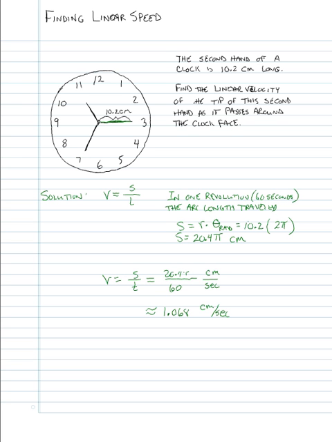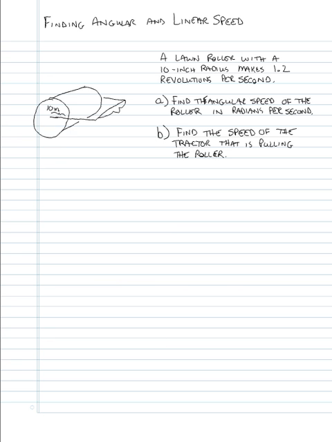Okay, so we have a tractor-driven lawn roller here that has a 10-inch radius, and as the tractor is pulling it, it's making 1.2 revolutions per second. So there's 2 parts to this. First, find the angular speed of the roller given in radians per second. And secondly, find the speed of the tractor that is pulling the roller. This is the solution for A.